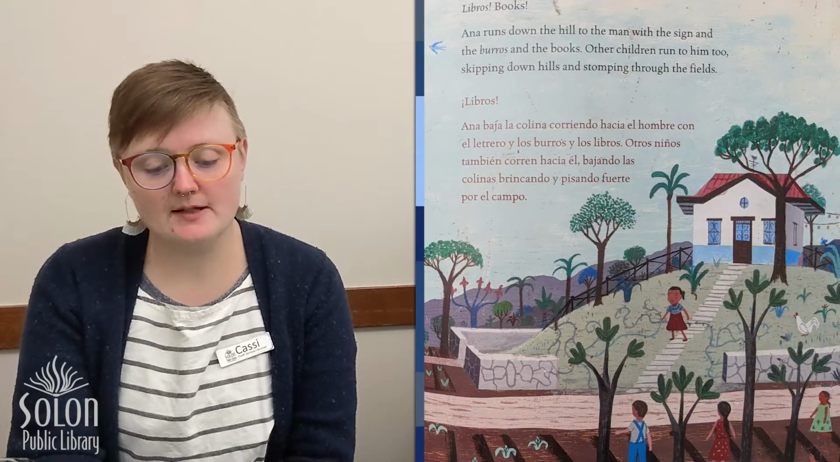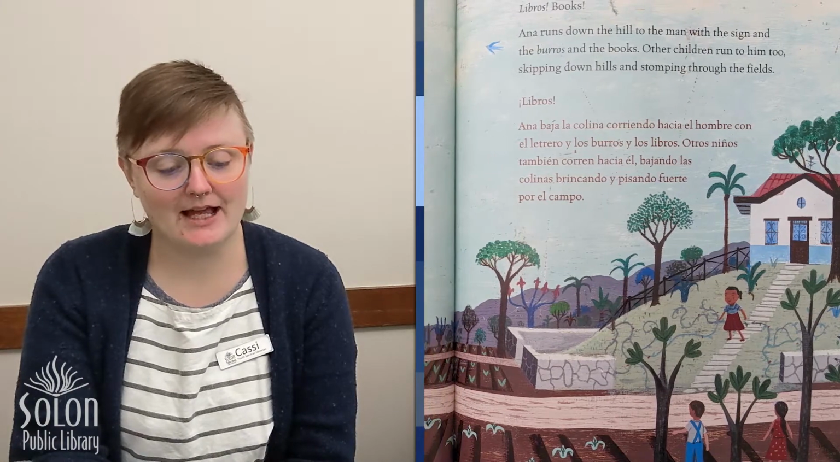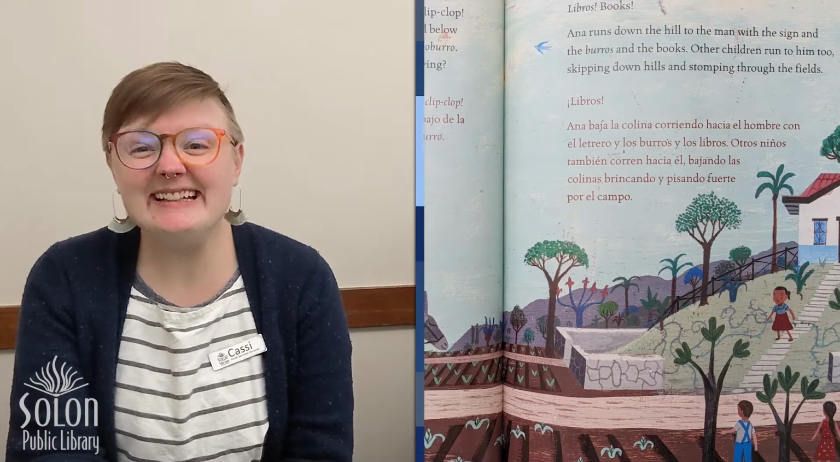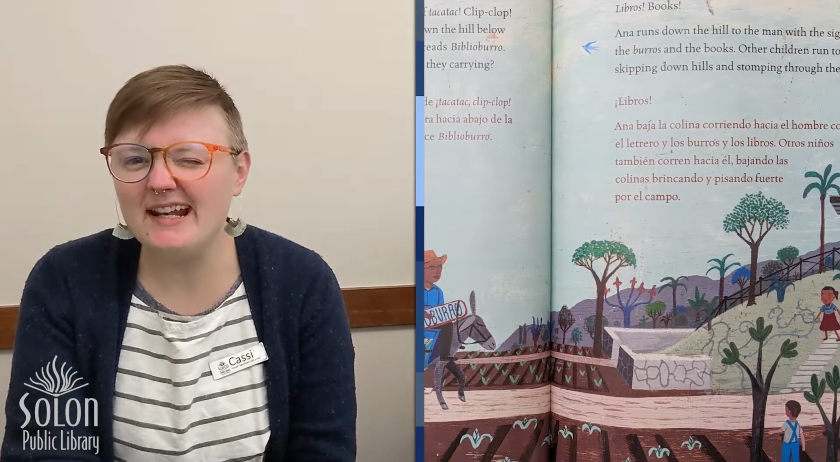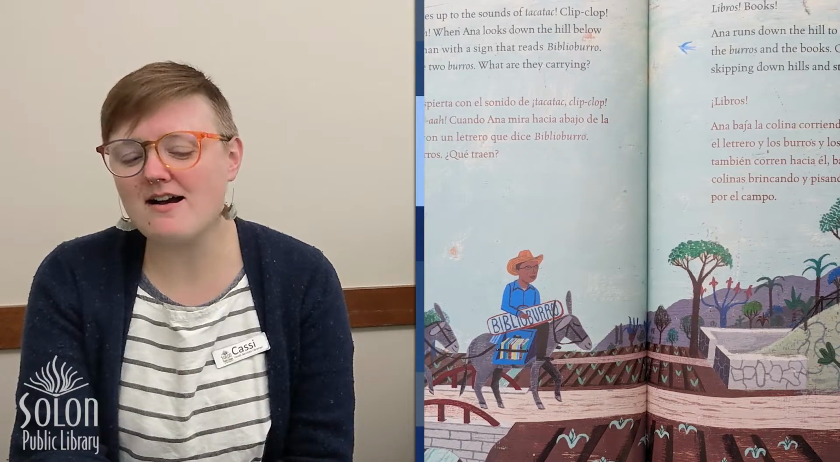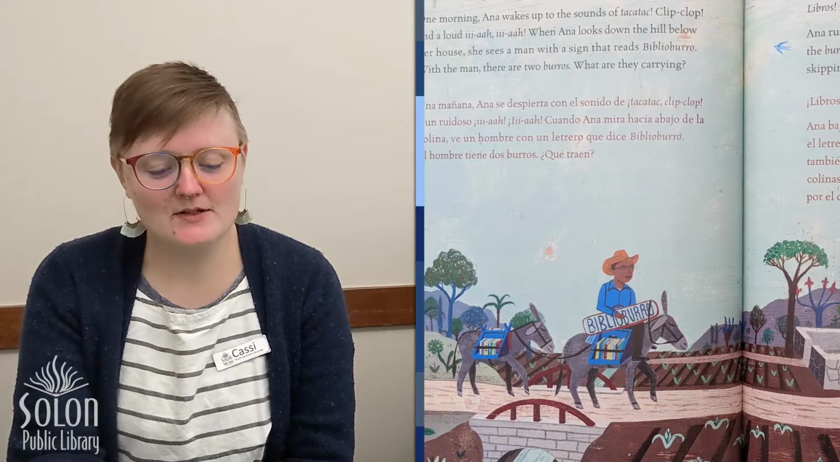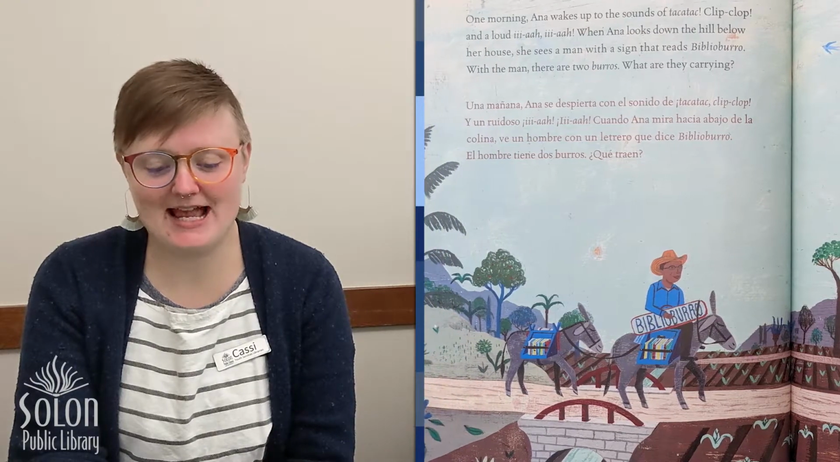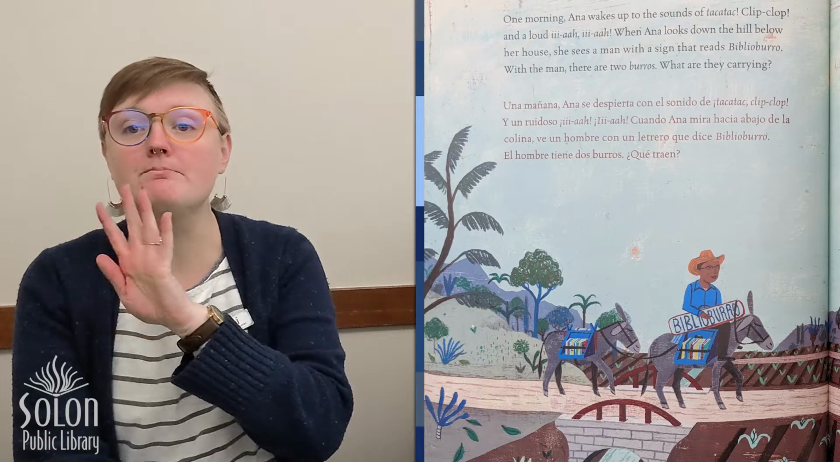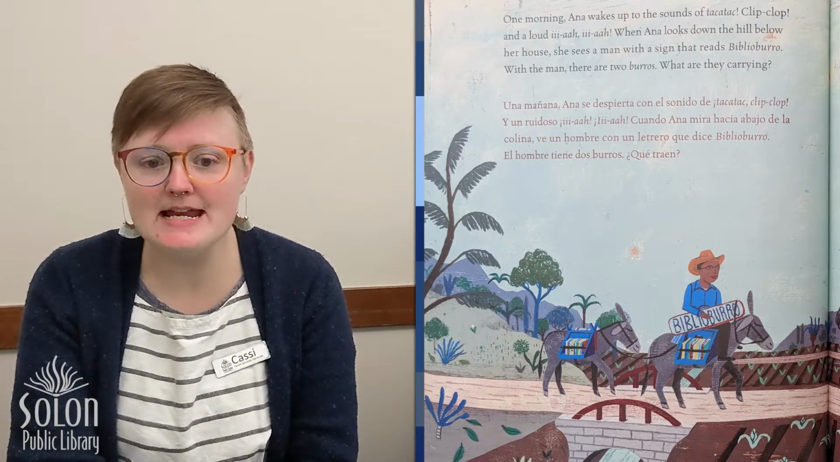One morning, Anna wakes up to the sounds of tack-a-tack, clip-clop, and a loud ee-aw, ee-aw. What animal makes that sound? Ee-aw, ee-aw. When Anna looks down the hill below her house, she sees a man with a sign that reads Biblio burro. With the man, there are 2 burros, 2 donkeys. But what are they carrying?